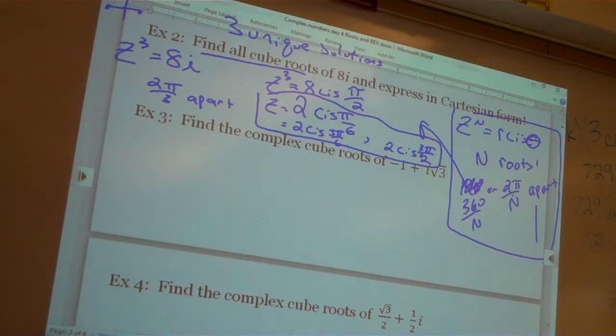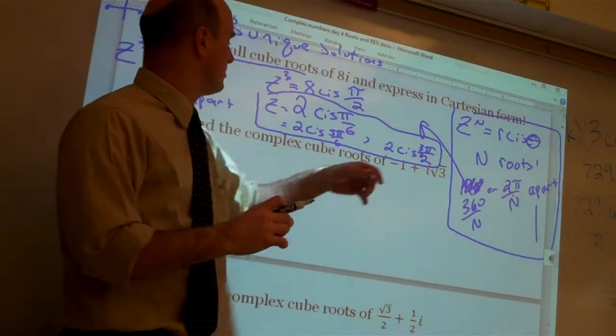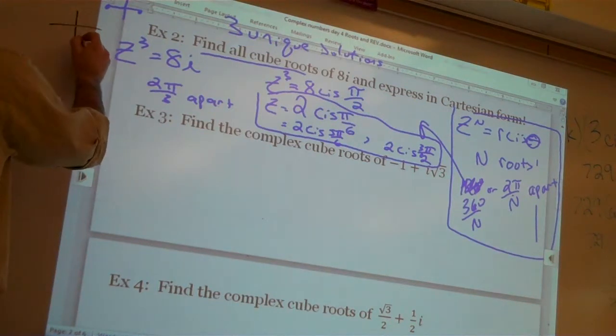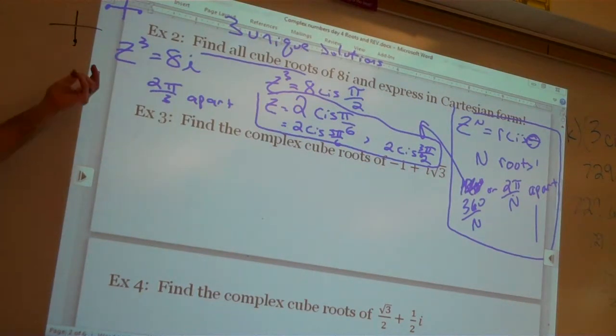5 pi over 6, same values except which one's negative? Cosine. The cosine, so it'll be negative root 3 plus i. And the third one I think is probably our more predictable solution. When we're at 3 pi over 2, we're down here. So that's when our real part is 0, our imaginary part is negative 1.